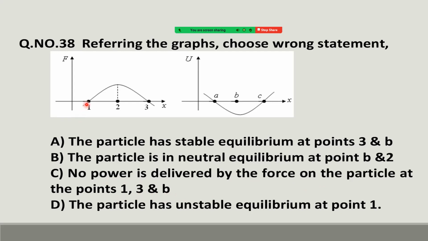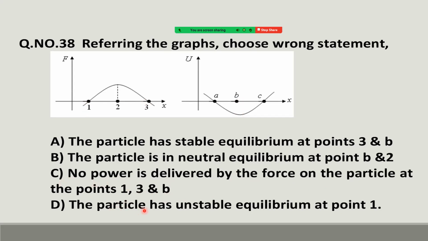Therefore, no power is delivered because F bar dot V bar, no force means no power. For 3, again no force, so no power. Coming to B, this is a stable equilibrium. That means here also net force is 0. So C is a correct option.